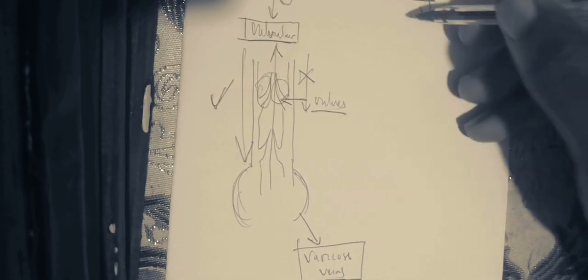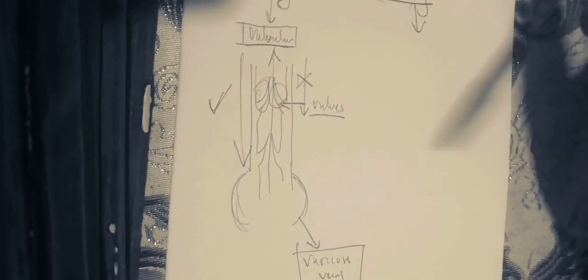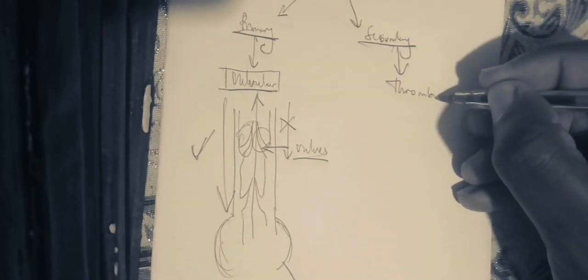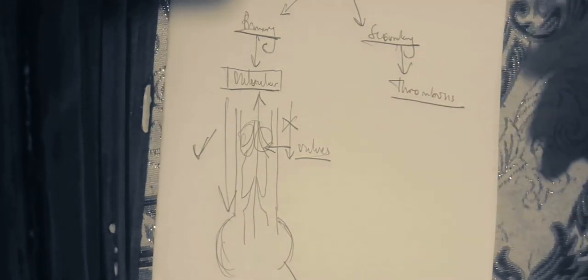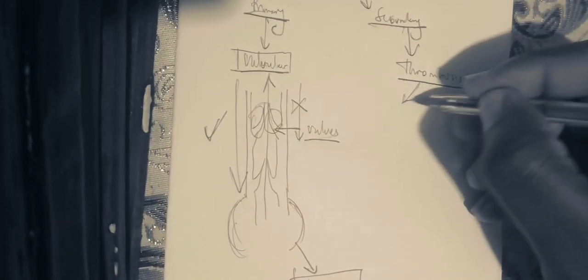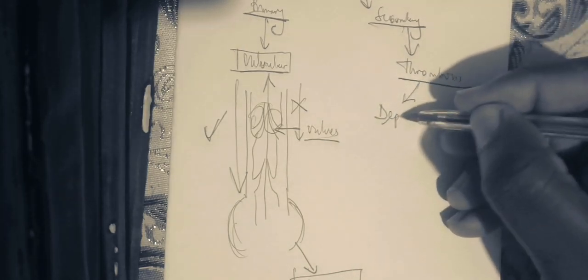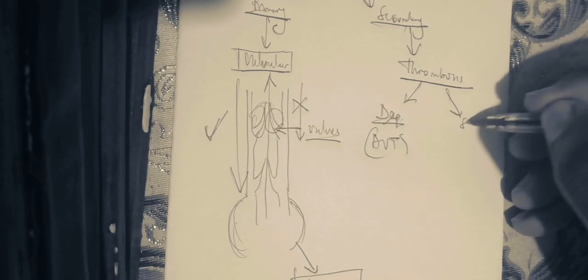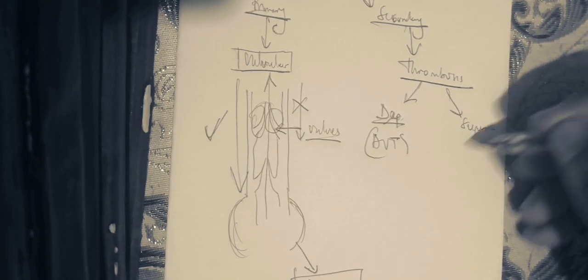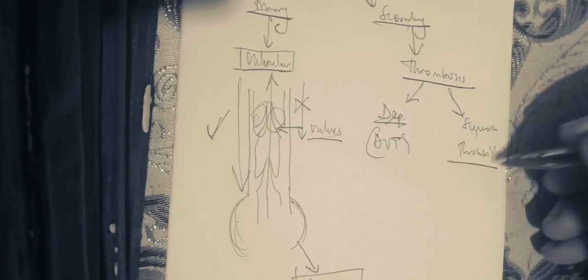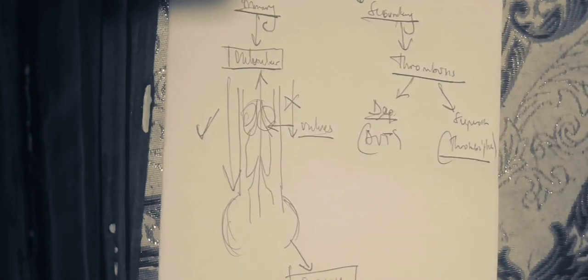Now, the second one is secondary venous insufficiency. In secondary venous insufficiency, you need to know that the mechanism is thrombosis. Now, the thrombosis can either be deep, in the cases of deep venous thrombosis, or it can be superficial, in the cases of thrombophlebitis. Is it clear? Thrombophlebitis. So those are the different mechanisms.